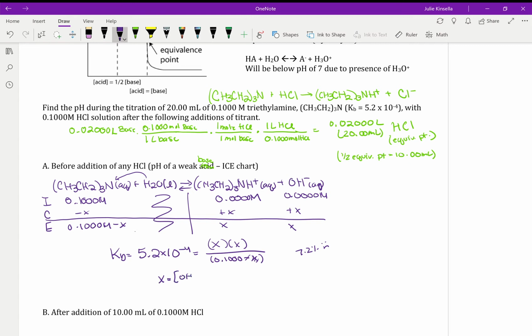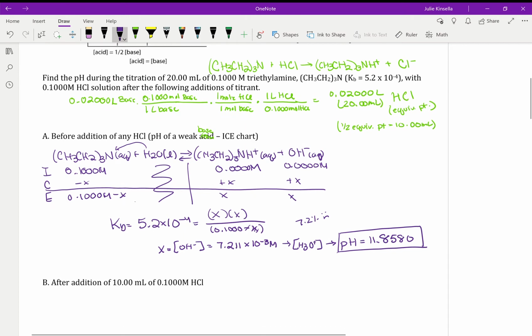If we solve for x here, keeping in mind that x is equal to the concentration of hydroxide, you're going to find that your concentration of hydroxide is 7.211 times 10 to the negative 3. From there, you would find your concentration of hydronium using the Kw, and then taking the negative log of your hydronium, you're going to get your pH value, which you would have as 11.8580, just keeping with the 4 sig figs. So that would be your calculation of the initial weak base, which makes sense. It should be greater than 7.